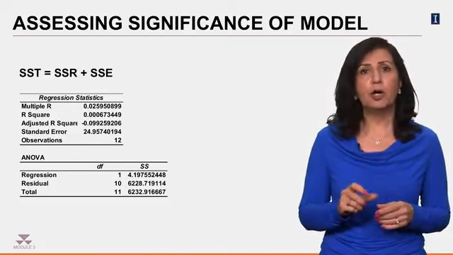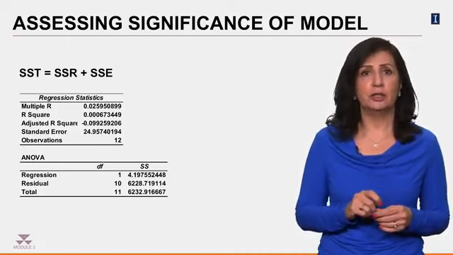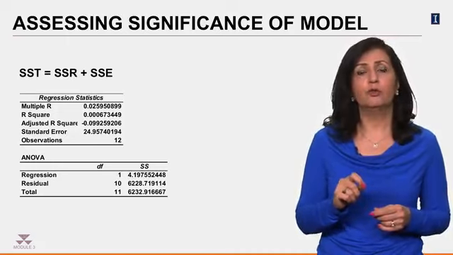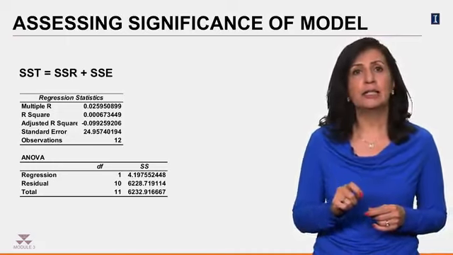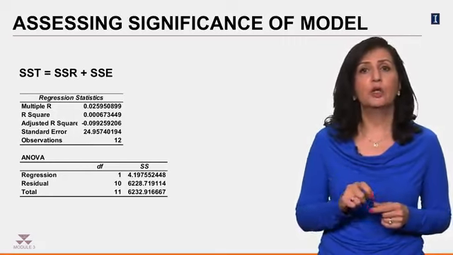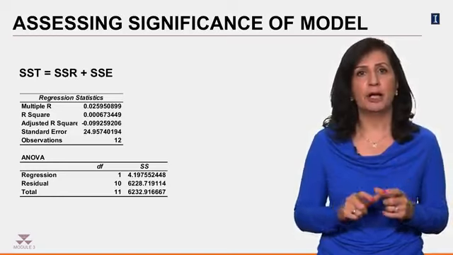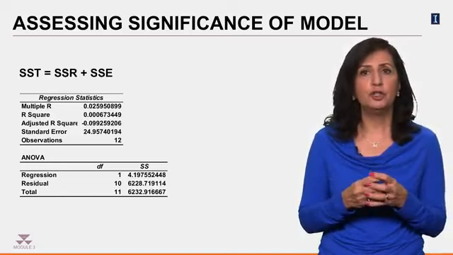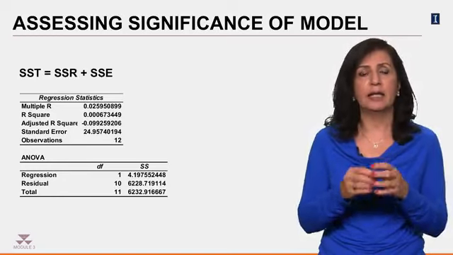Last part of the output, which I have not mentioned, is the table in the middle for ANOVA. ANOVA stands for Analysis of Variance, and it's not part of the scope of this class. So I'm not going to be using this part of the output. However, I just want you to focus on one part of it, and then we will move on.